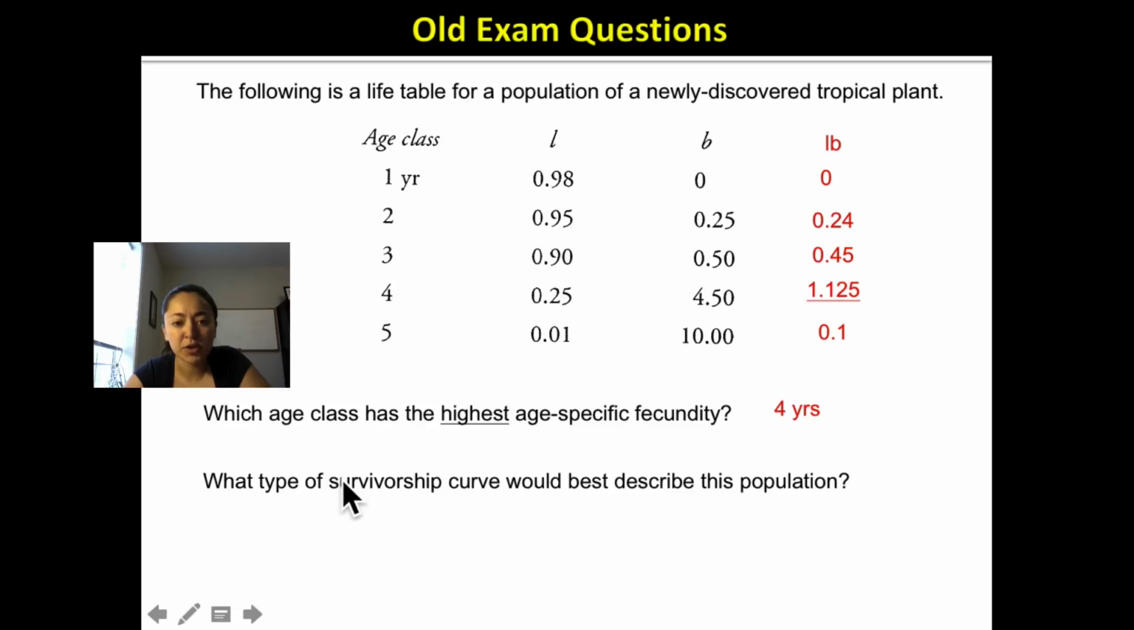What type of survivorship curve would best describe this population? Well, if we look at survivorship, it's high, right? Until they get to be 4 or 5 years old, that's when it declines. So I would say the best answer here would be a type 1 survivorship curve.